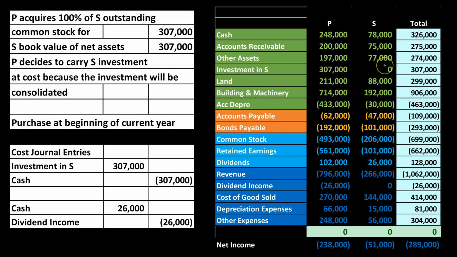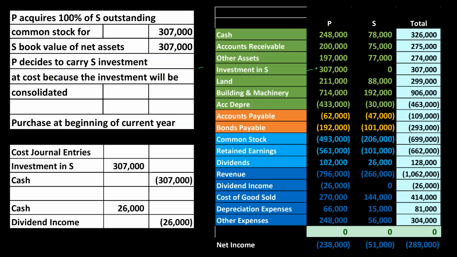Now, this is all similar to what we saw in the prior presentation. The thing that's different is how they carried the investment. Notice P here is carrying the investment at the 307,000. We know we have to eliminate that amount because we can't have this investment showing on the consolidated statement, basically showing an investment in ourselves. We can't have an investment in ourselves. So we know we have to remove that. But how did we get to this number?